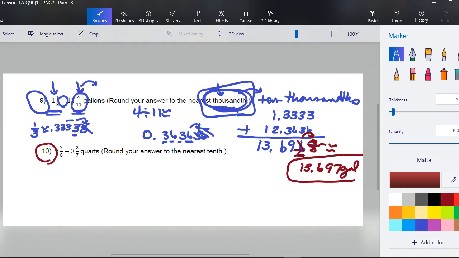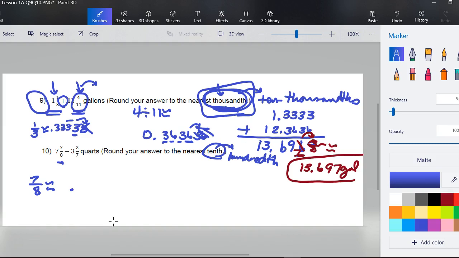We'll finish this worksheet with question number 10. And the same process, I'm going to follow the same process, meaning that I'm going to convert the fractions to decimals. It wants me to round to the nearest tenth, so first I'm going to go to the hundredth, and at the hundredth I'll come back at the end after I subtract and round to the nearest tenth.